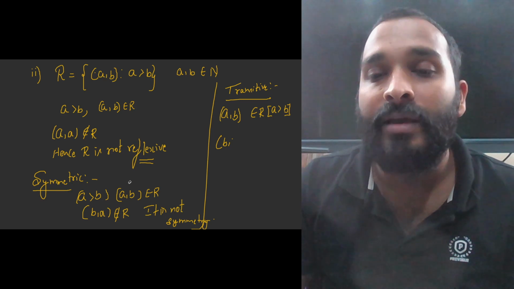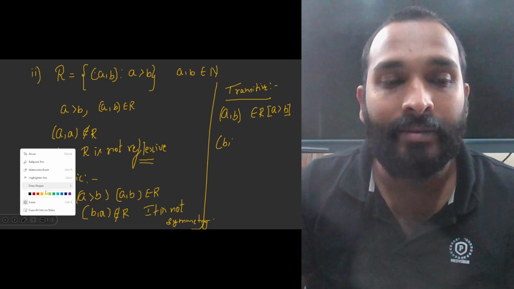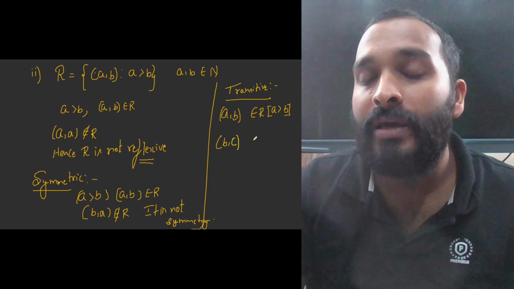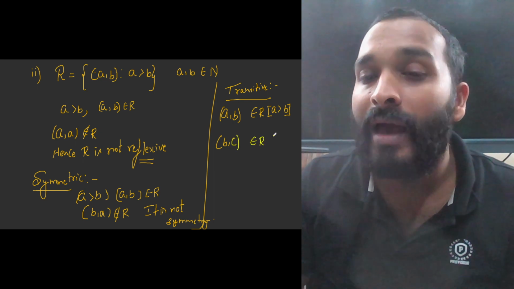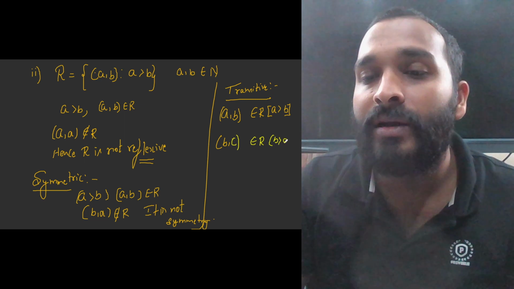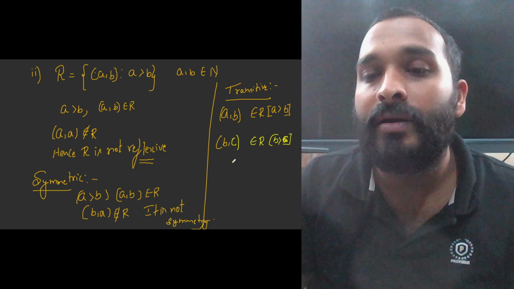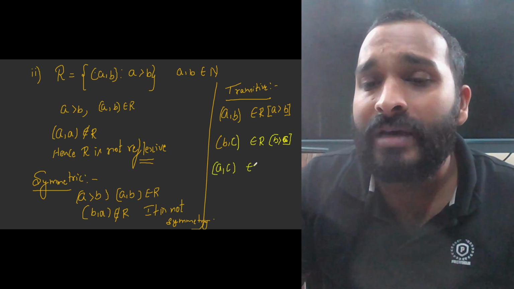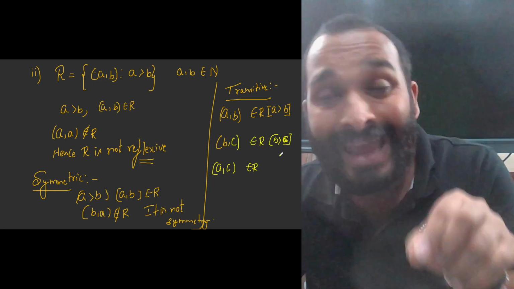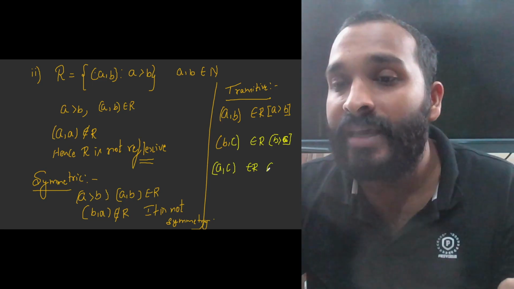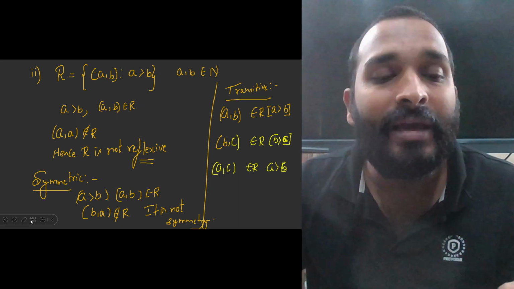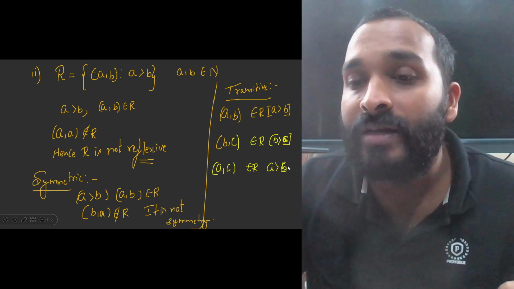Now see, think about this condition. A is greater than B and B is greater than C. Now what is the relation between your A and C? Can you tell me children? What is the condition here? B greater than C. Now in that case, is it possible to write (A, C) belongs to R? Yes sir, it is possible, because if A is greater than B and B is greater than C, obviously A should be greater than C children, right? A should be greater than C here, correct?